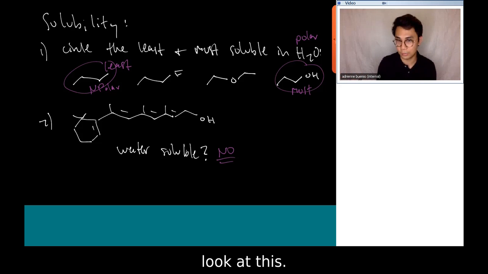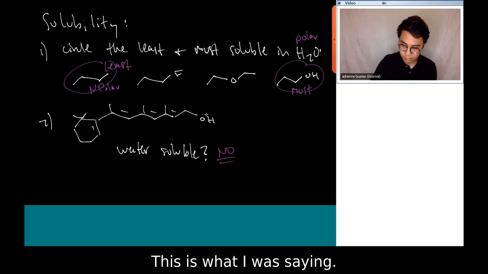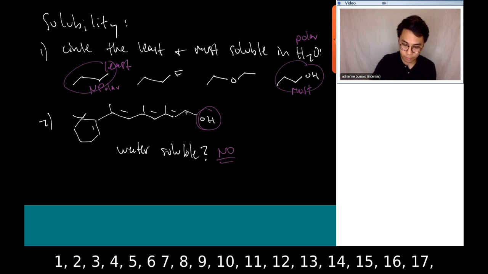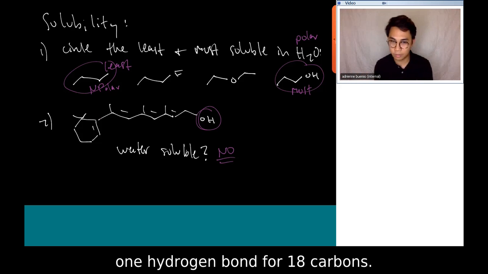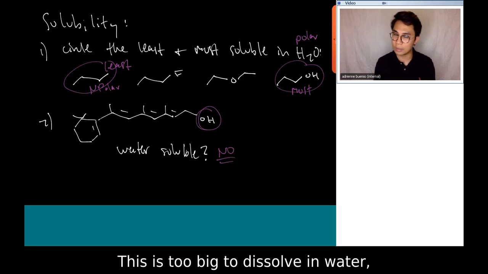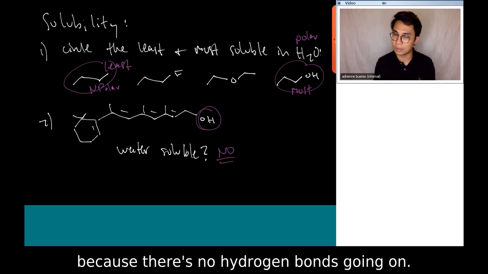And this, we should have gone no. Because look at this. This is what I was saying. It's capable of one hydrogen bond with how many carbons? 1, 2, 3, 4, 5, 6, 7, 8, 9, 10, 11, 12, 13, 14, 15, 16, 17, 18. One hydrogen bond for 18 carbons. That's not going to dissolve. And that just makes sense, right? This is too big to dissolve in water because there's no hydrogen bonds going on, right?